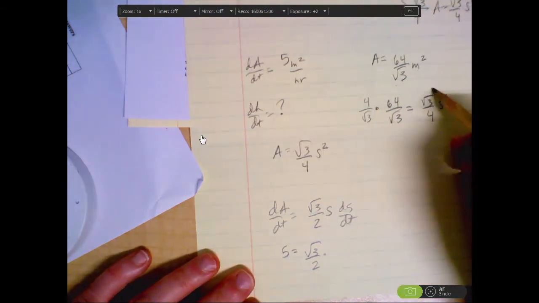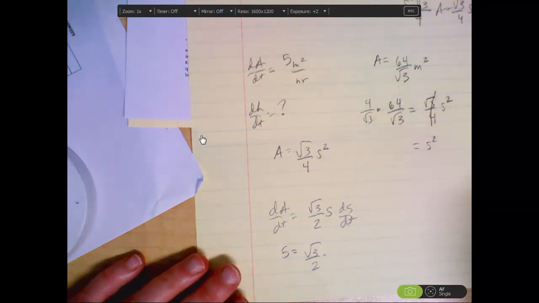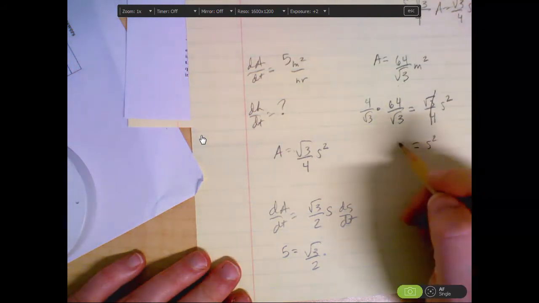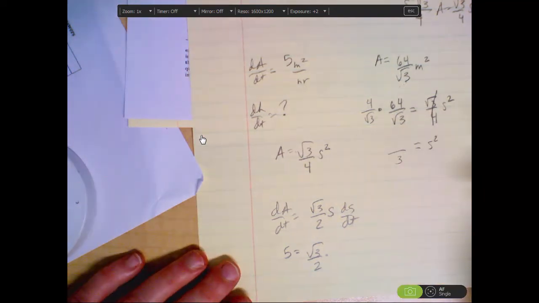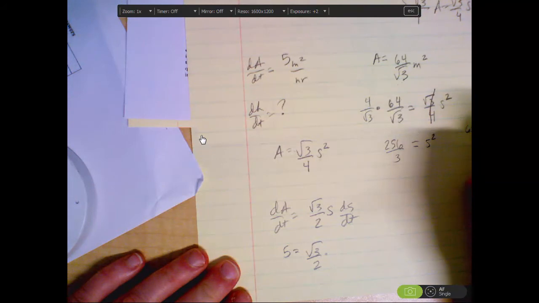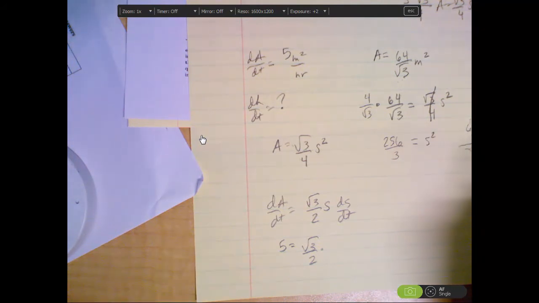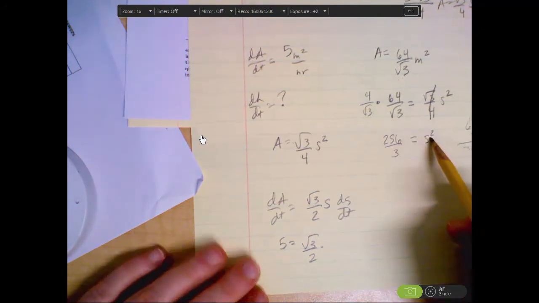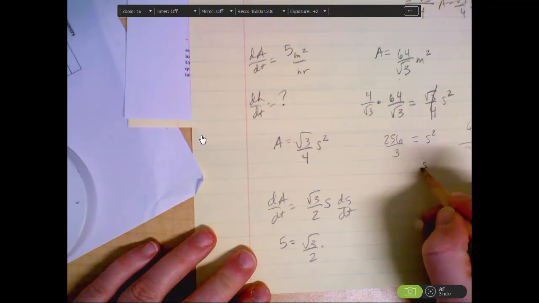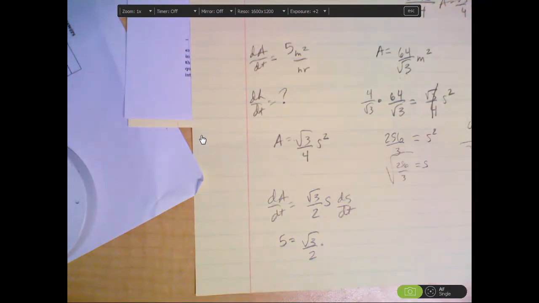Multiply both sides by the reciprocal, so that goes away. S squared equals 64 times 4, which is something big, all over 3. What's that, 256? Let's see, 64 times 4, 6, carry the 1, 256, yep. 256 over 3, and I want to take the square root of that, which is gross.